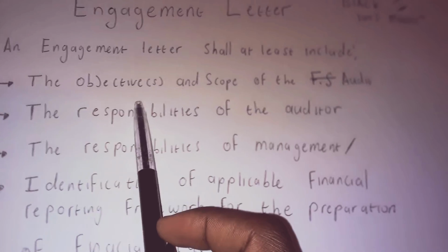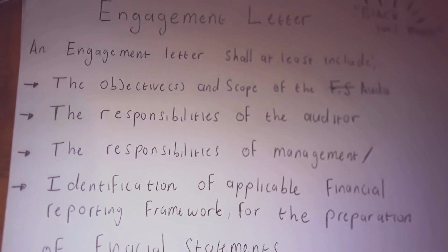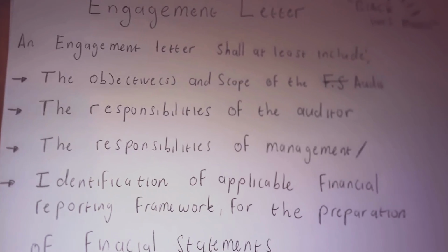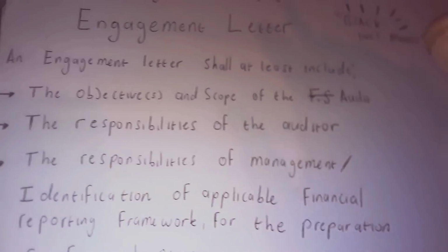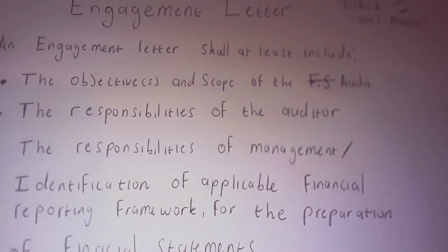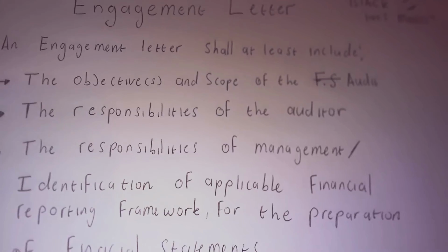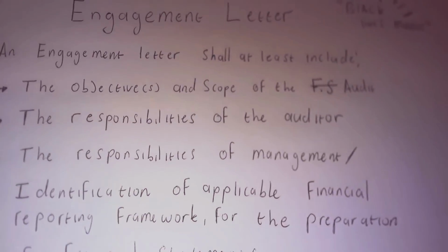So these are some of the things that are supposed to be on the engagement letter. Number one, the objectives and the scope of the audit, right? This has to be on the engagement letter because you can't focus on everything about the business. There's supposed to be a specific objective for the audit. I'm sure that one is to make sure that the financial statements are not materially misstated in any way.